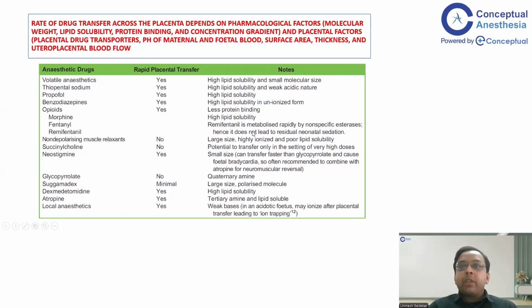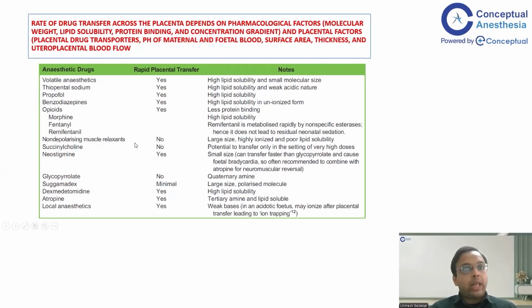Remifentanil per se is important here because it is metabolized rapidly by non-specific esterases. Hence, it does not lead to residual neonatal sedation. That is why it is preferred over fentanyl and morphine, even in the adult cases that we are doing now. Remifentanil is coming up in a big way because of its specific metabolism pathway. Coming to non-depolarizing muscle relaxants, namely atracurium, they do not undergo rapid placental transfer because of large size, high ionization, and poor lipid solubility.